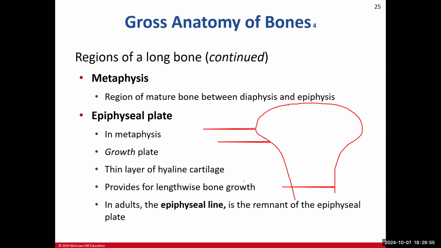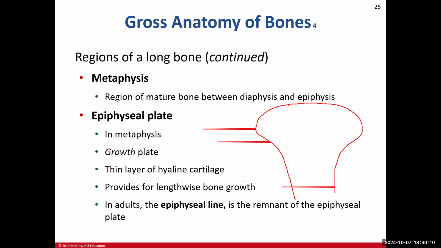It'll become all bone. All the cartilage is gone, and that whole area becomes bone. It's no longer going to be cartilage there. And so we call that the epiphyseal line.